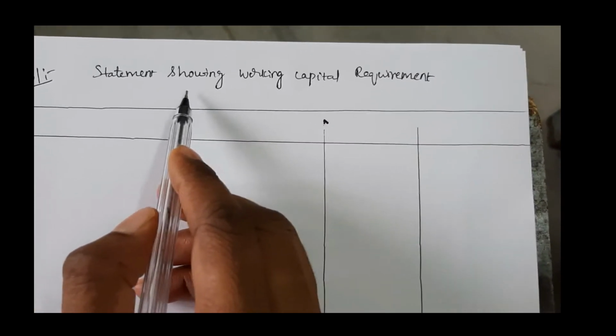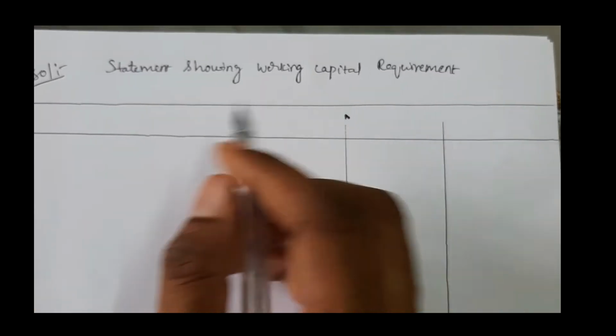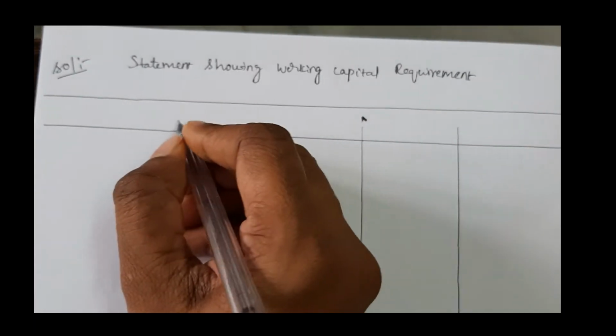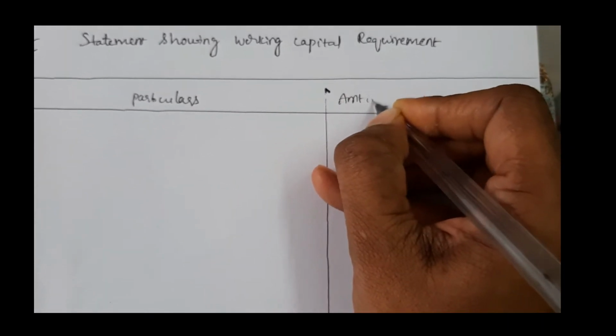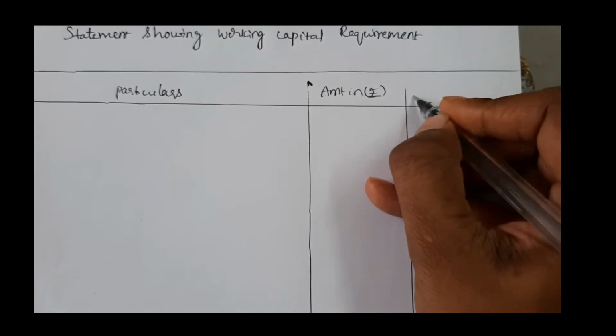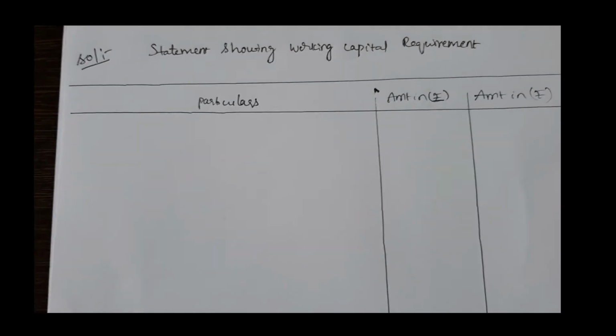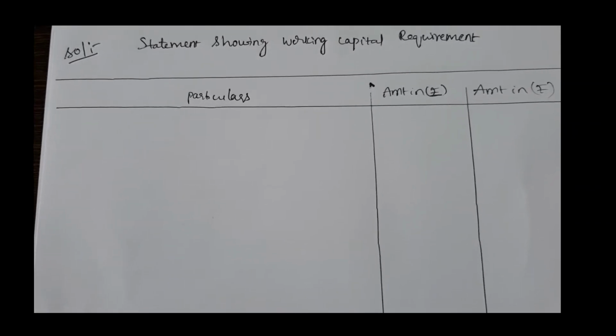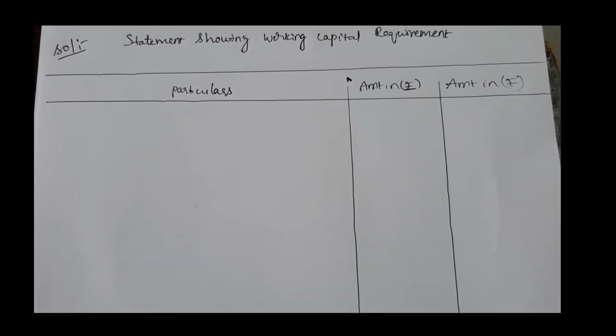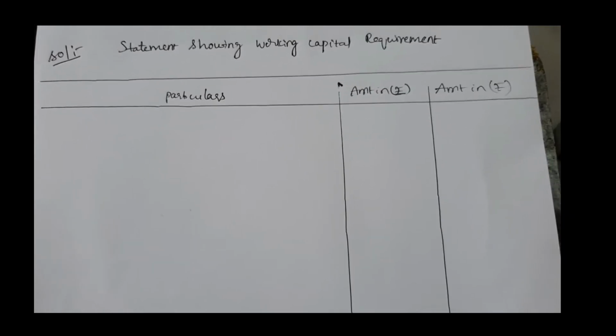We need to prepare a statement showing working capital requirement, and for which we need to maintain 3 columns. First column will be particulars. Second column, amount in rupees, this is going to be the inner column, and amount in rupees, outer column. As we all know, working capital is the difference between current assets and current liabilities, and you have to estimate the value of each current asset component and current liabilities component so that you can find out the working capital requirement.